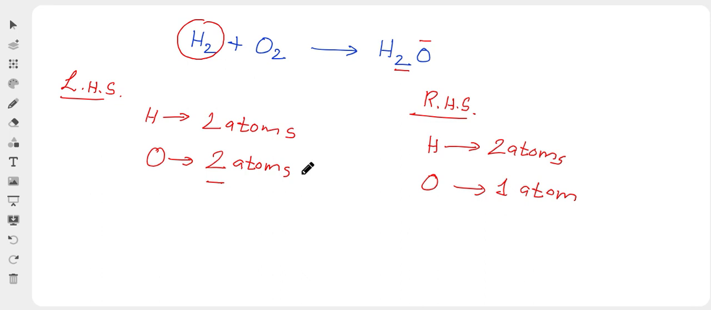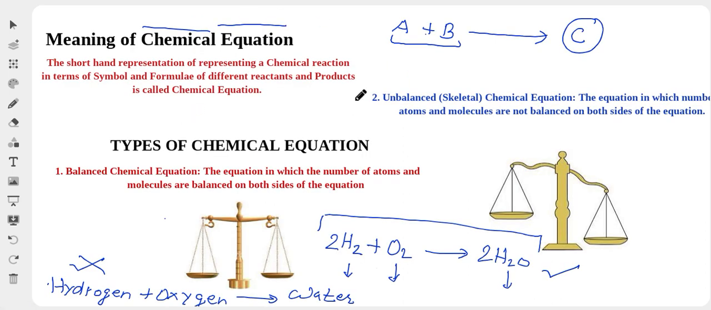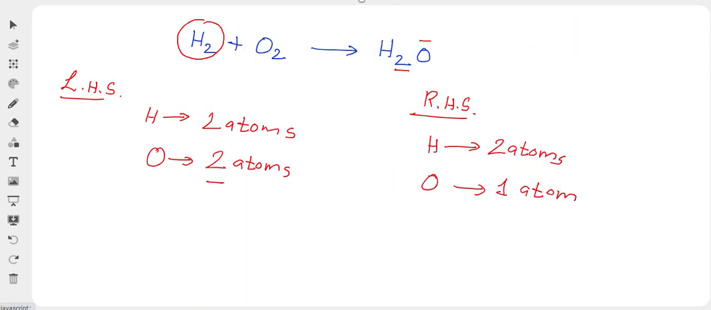Okay, I have already written the definition there. You can see I have written here, what is an unbalanced chemical equation? The equation in which the number of atoms and molecules are not balanced on both sides of the equation. As you can see, the number of atoms of oxygen are not balanced here. At LHS these are two atoms, and at RHS this is only one atom.